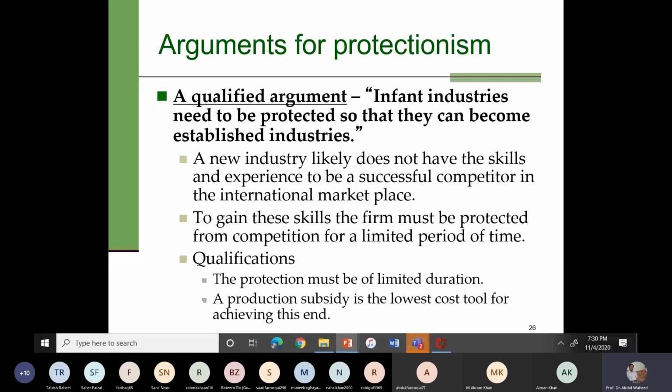So I will stop here. This is about all the arguments. Next class we will discuss about WTO.